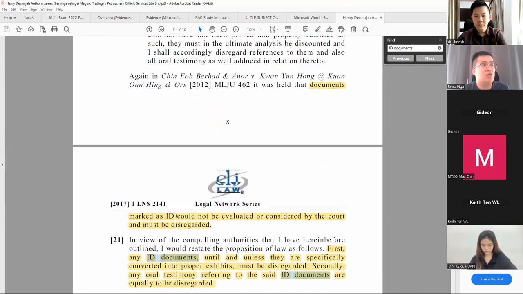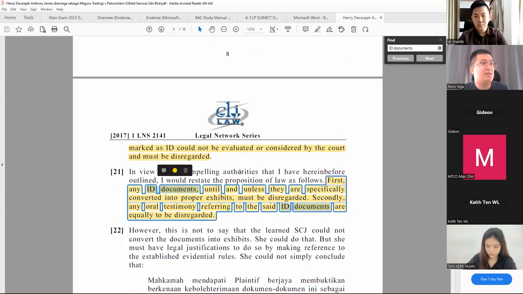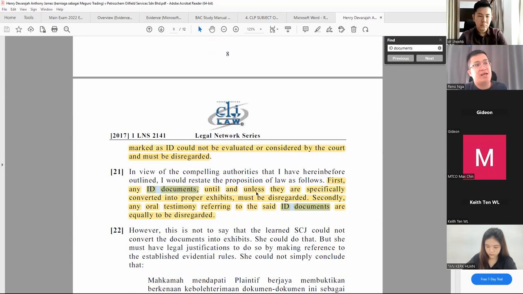So a document marked as ID could not be evaluated or considered by the court and must be disregarded. Again, this supports saying that we cannot use ID evidence. First, any ID document, until and unless they are specifically converted into a proper exhibit, must be disregarded. Secondly, any oral testimony referring to the same ID document is equally to be disregarded.